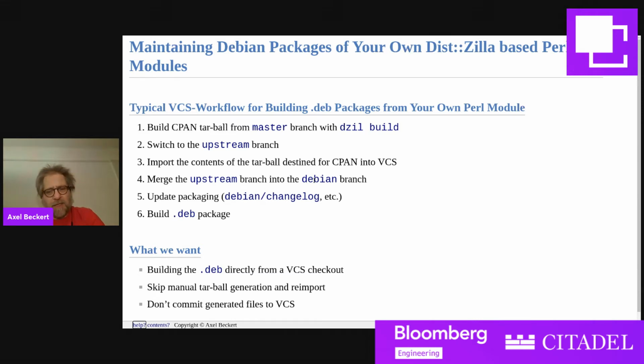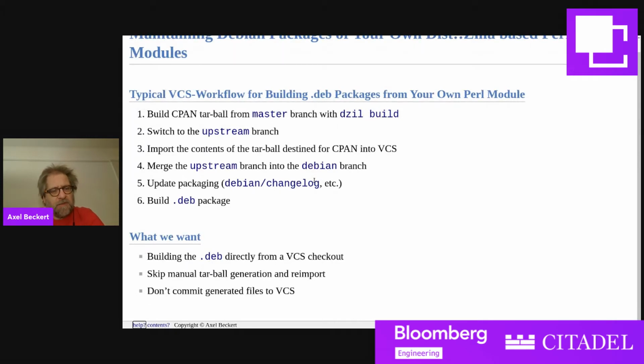That's quite an effort to get there if you just want to see if a new bug fix or feature also works properly in the Debian package you build out of your code. What we wanted, and what I still really like, is to just use my working copy, the same branch where I develop, and build the Debian package with dpkg-buildpackage, and not have to generate that tarball and re-import it.